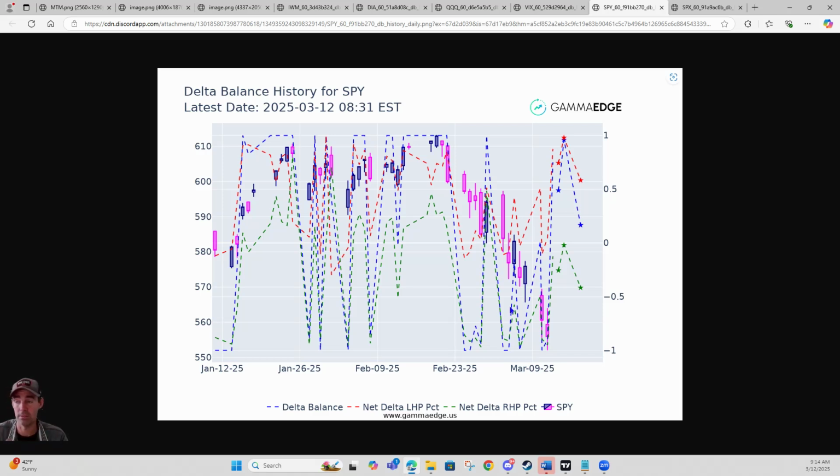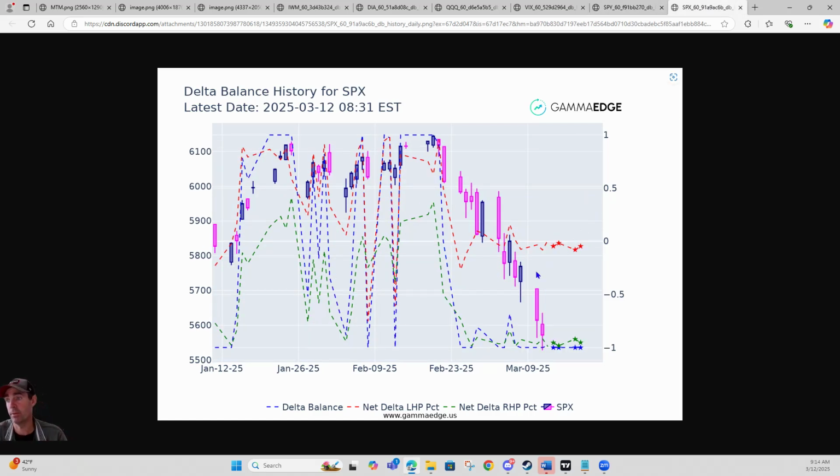We maybe see some out of the money call speculation come in slightly, but then that goes away really quickly. And then you start back down the other side of the mountain. So make sure you're checking that out. And the SPX we already discussed.